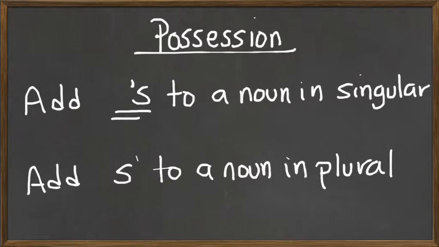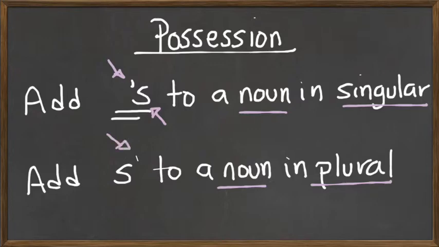The second item is possession. It's very important that to express possession using a noun, if the noun is in singular, we're going to add an apostrophe and the letter S. As well as when the noun is in plural form, we're not going to add anything. We're just going to put the apostrophe after the S.